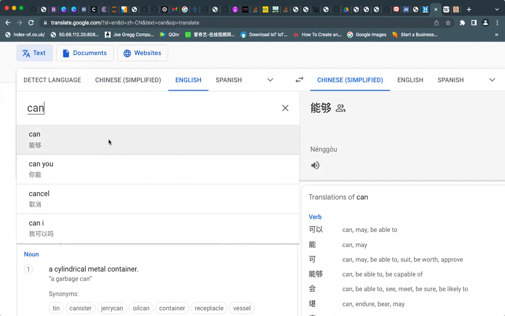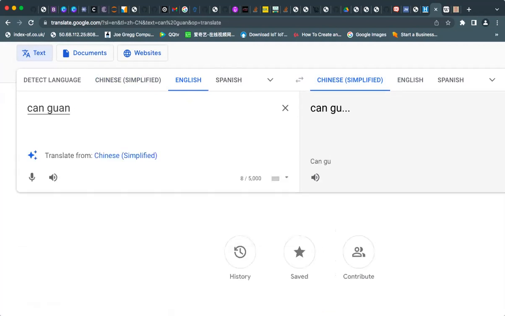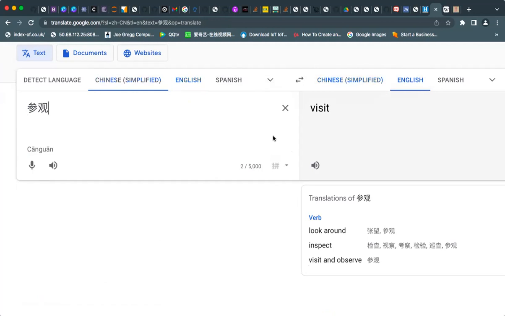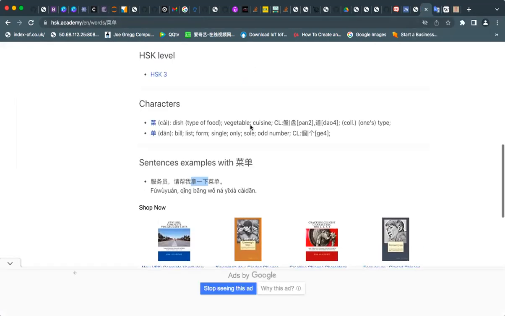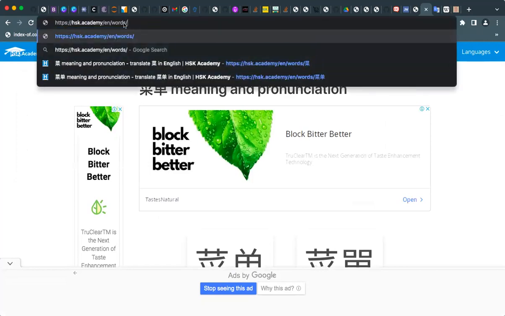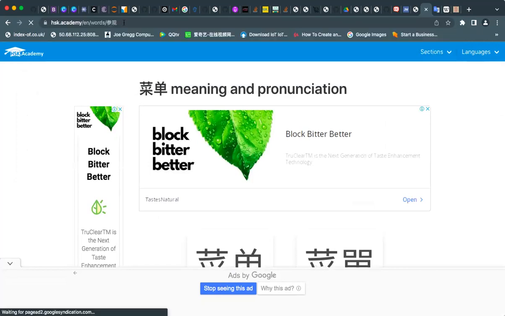But coming back to where we are on the word. It says time, one, Guan. Time, one. All right, so what does time, one mean? Kan guan. To look around, to inspect. That's good. So let's come back and we want to put it there.